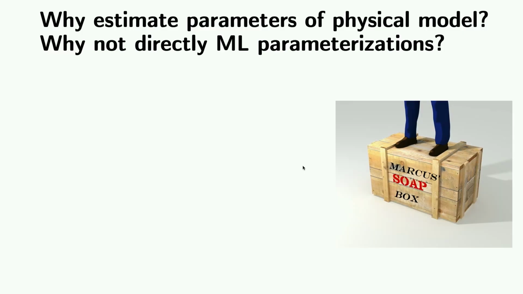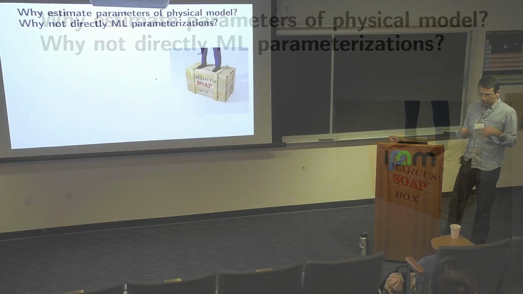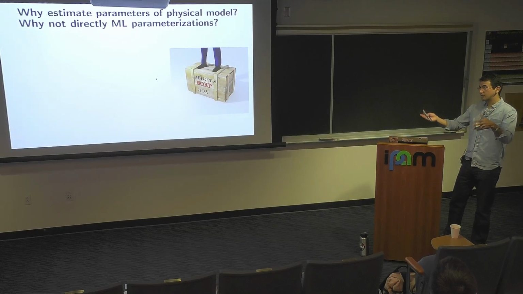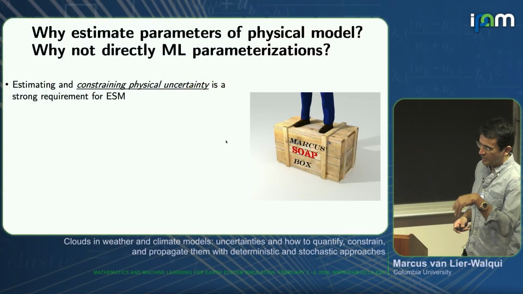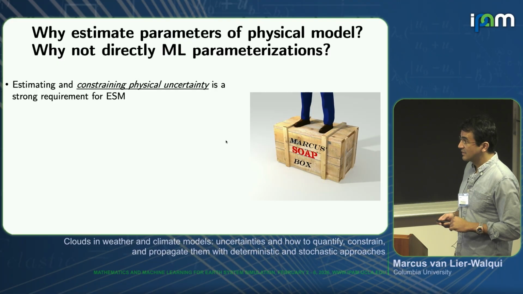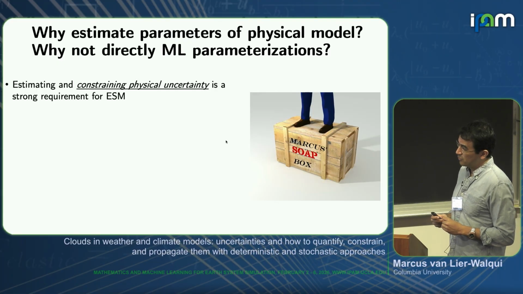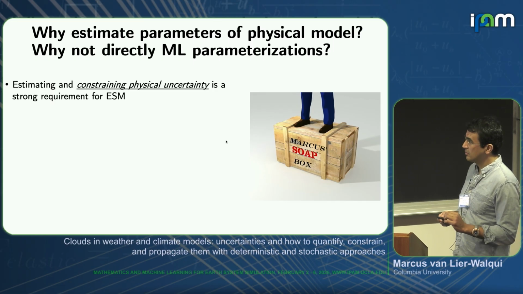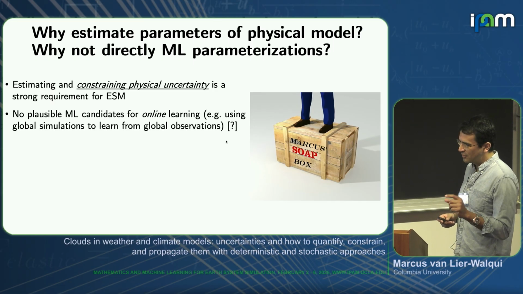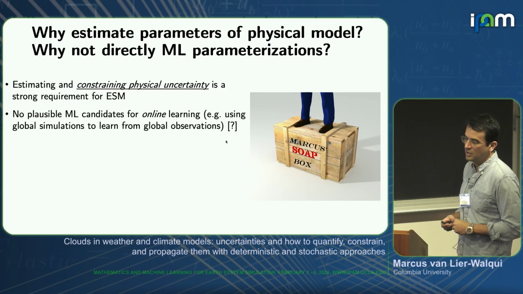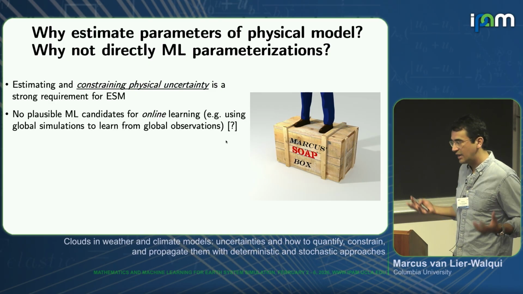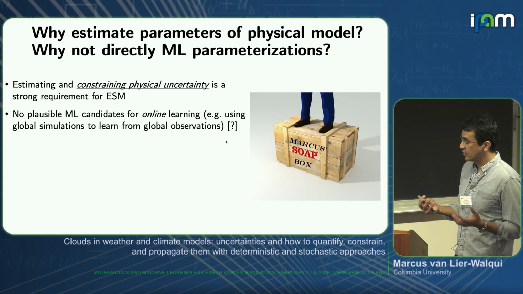Okay, and in that line, I'll get on my soapbox and say, why do we do this, right? Why bother estimating parameters? Why not just do direct ML for parameterizations, train on some higher resolution model for something like clouds? And I would say that estimating and constraining the uncertainty is important, and this is a lot easier, or more straightforward, or more interpretable with a physical model. I haven't really seen too many things that could be called plausible ML candidates for online learning. So in other words, can we actually use global satellite simulations to inform physical processes?